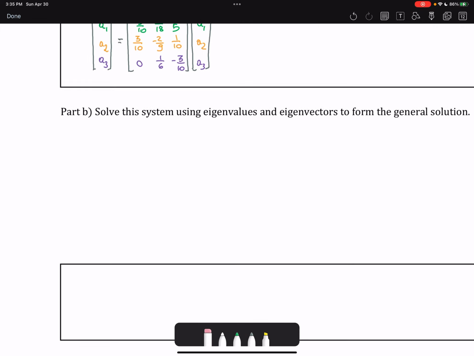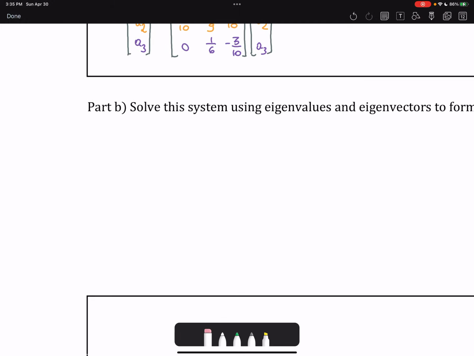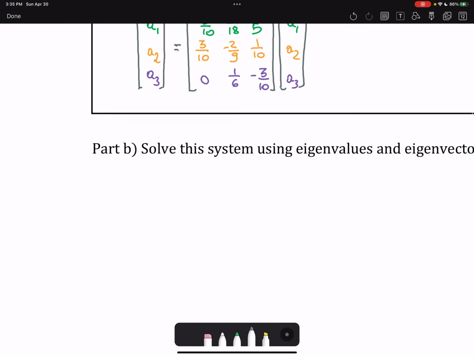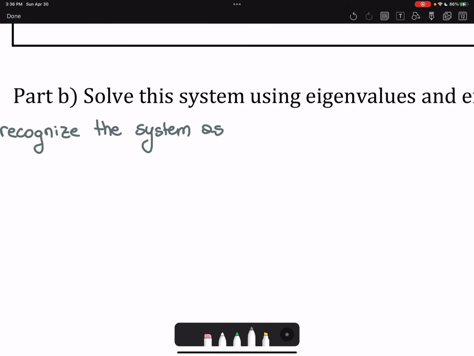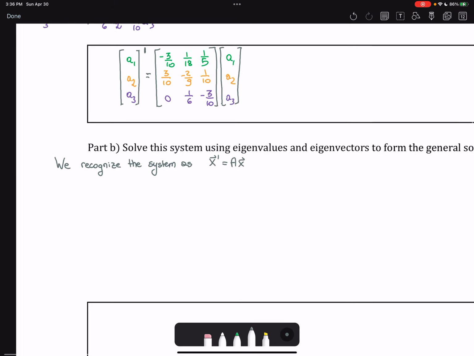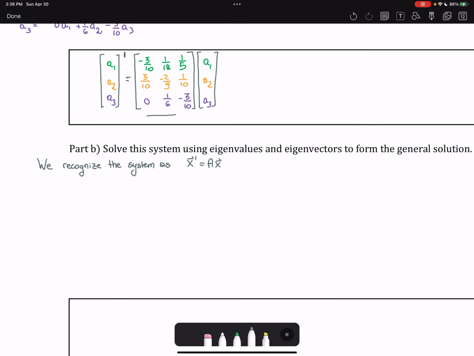And why is that important? Well, because now we recognize the above system as a vector, let's say x prime equals a coefficient matrix times that same vector, not the derivative. So this is my A, this is my vector x, and this is the derivative of that vector x.